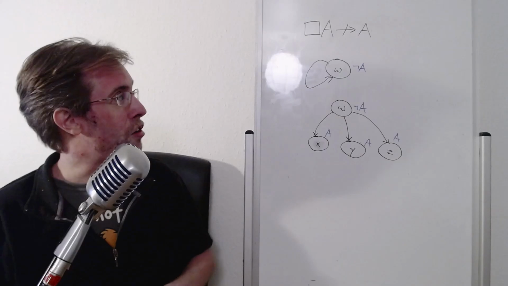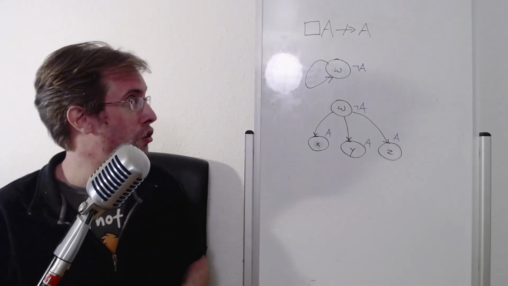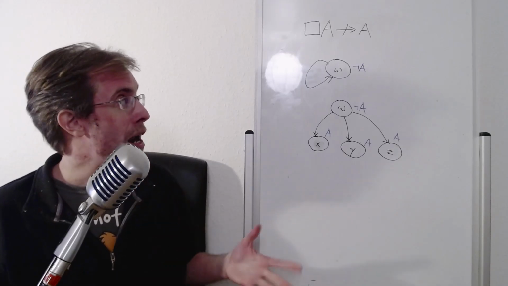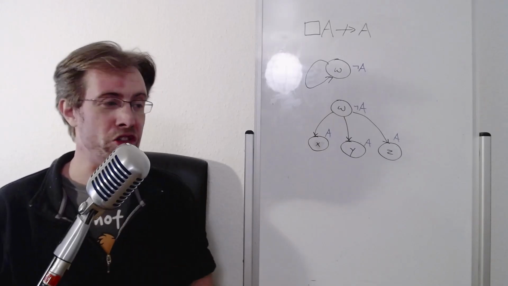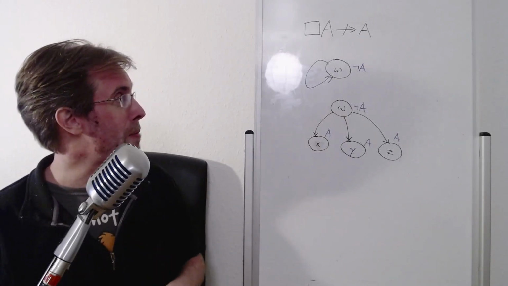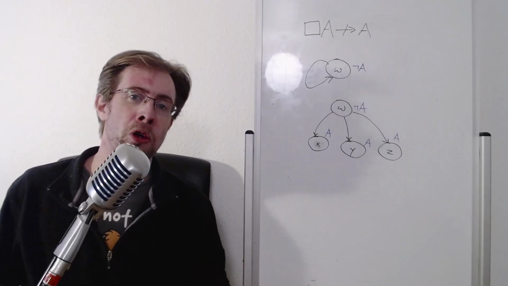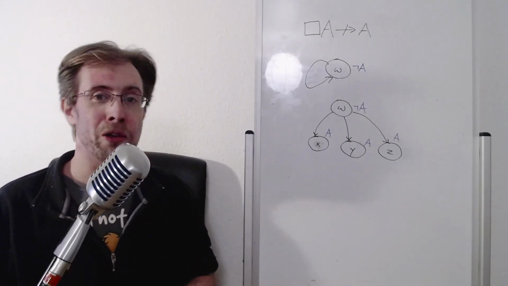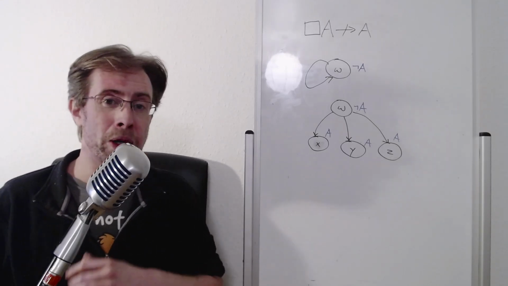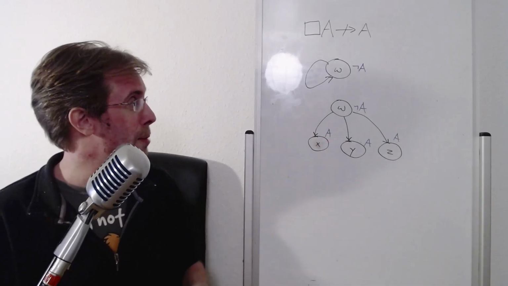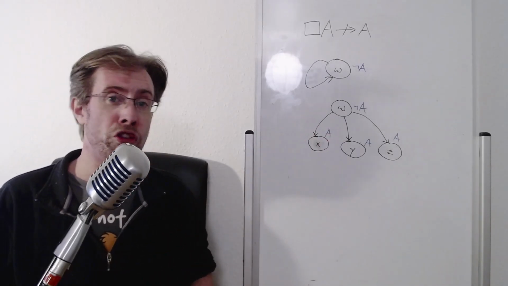So if we add a self loop like that, so that W is accessible from itself, then of course A is still not true at world W. We can't change that, but it doesn't matter, because box A is now no longer true at W, because W is accessible from itself, but A does not hold there. So we could get out of that counterexample in that way, but that still leaves the difficulty of the second example.